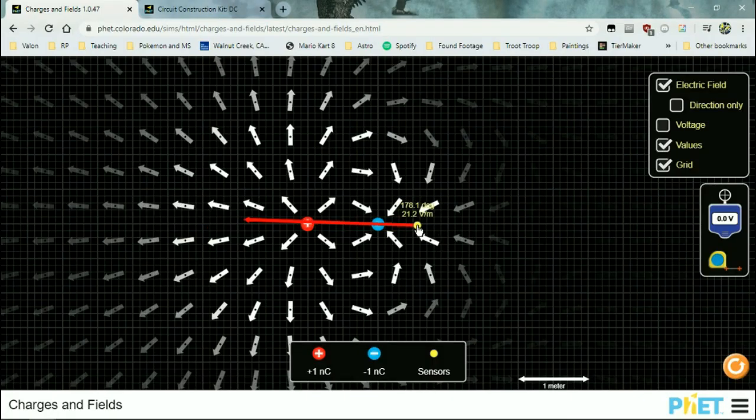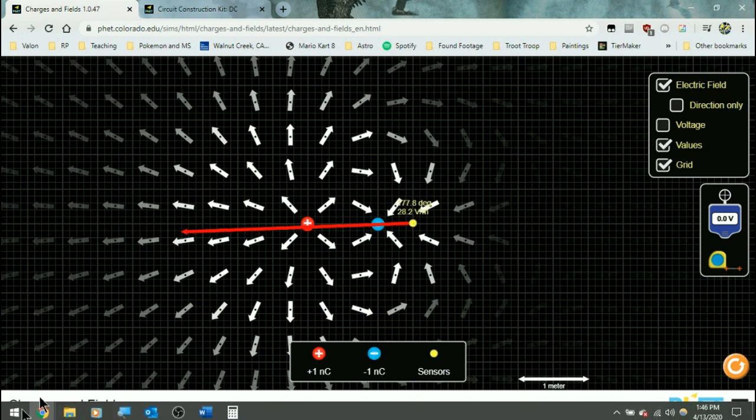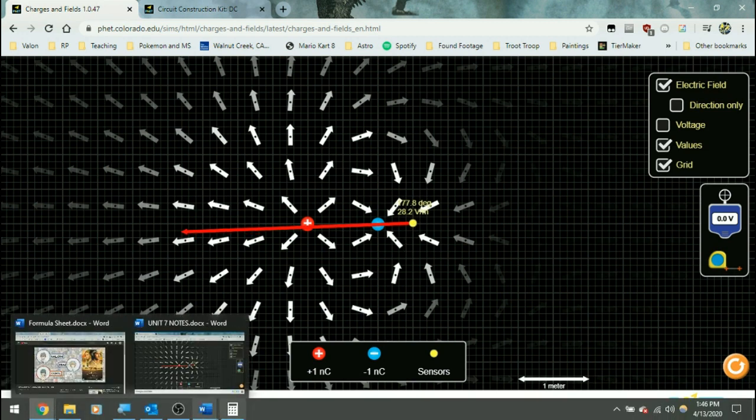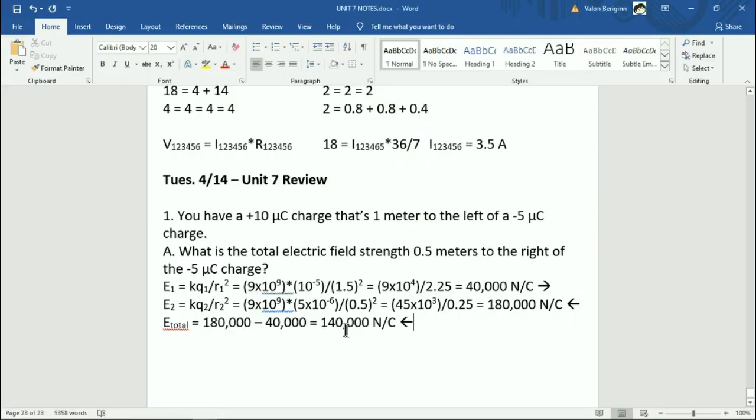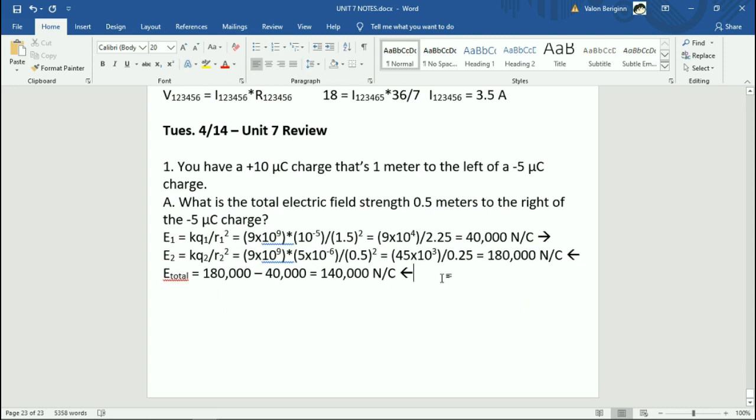If we get it right, you see this is about 28 or so, close to 28. So the numbers, again, 28 to 140,000, this is 5,000 times bigger than that, 50,000 times bigger than that, and whatever. It's right, okay? This number is correct. So that would be your total field strength at that point.